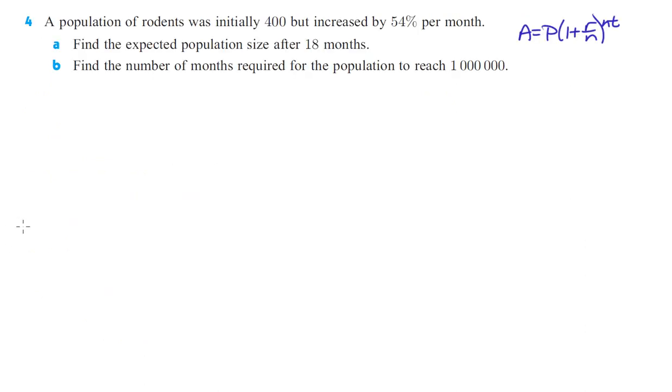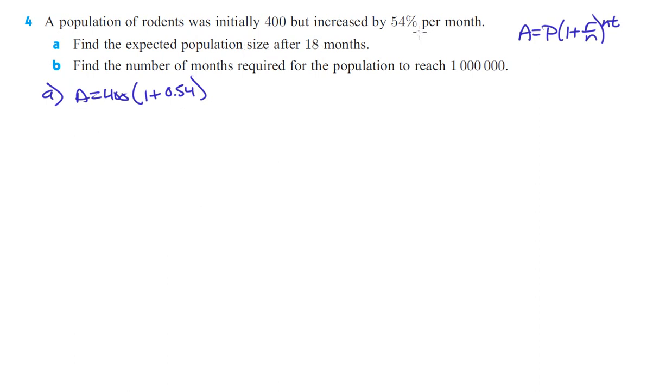Okay? Alright, last one here. We've got a population of rodents that was initially 400 but increased by 54% per month. Find the expected population size after 18 months. So we're looking for the end amount. We started with 400 and it's adding 0.54 per month. Again, the compounding periods, it's just every month, so that's just one here and one there. And we want to know what's the population size.